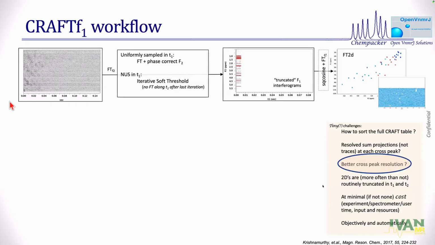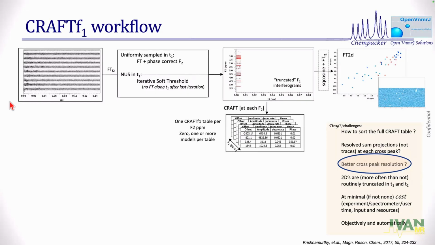So the CRAFT F1 workflow goes like this. This is an FT workflow. So you take the FID, you do an F2 transform, you generate an interferogram, you do an F1 transform, you get FT2D. Everybody does this. All of us are doing this. What we are going to bypass is we are going to take this, for every F2 position in this interferogram, and send it through the Bayesian pipeline.